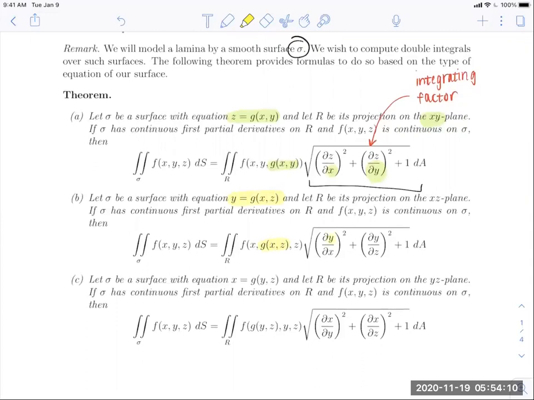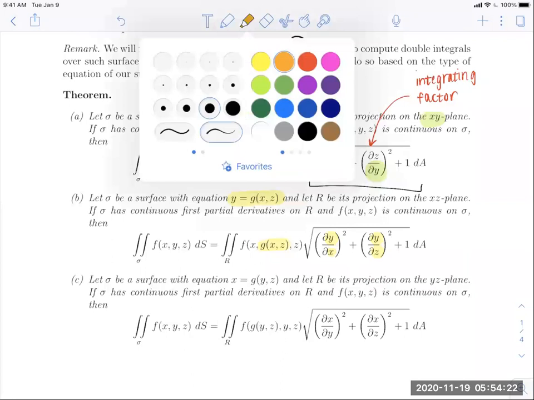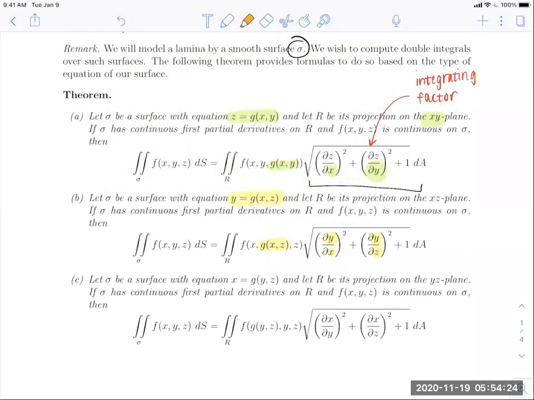I'm taking the partial of y, but this time with respect to x and z, our plus 1 is now del y, quantity squared. And then for our final part of the theorem, I'm going to assume that x is solved for in terms of y, z. I'm going to replace the x component in my function f with that g function, and then I'm taking the partials of x with respect to y and z. So just subtle differences here.